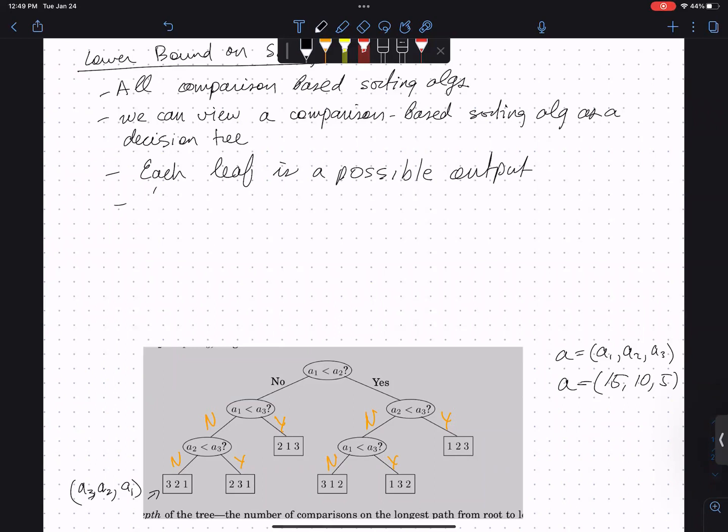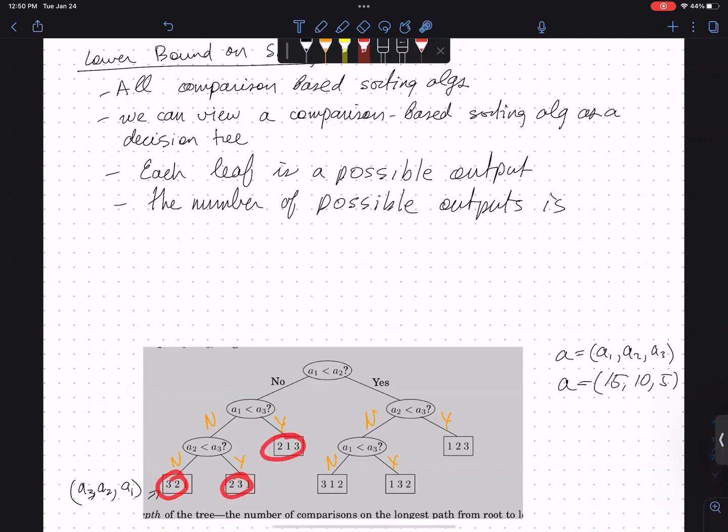The number of possible outputs is, what are the number of possible outputs for sorting n elements? Here we have 3, 2, 1, 2, 3, 1, 2, 1, 3, 3, 1, 2, 1, 3, 2, 1, 2, 3. Yeah. 2 to the n, not quite. Others? N factorial? It's n factorial, okay.